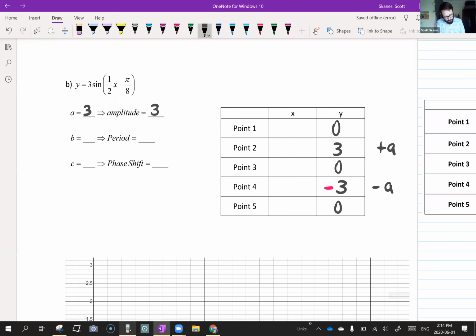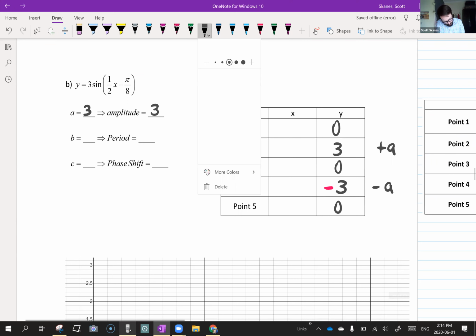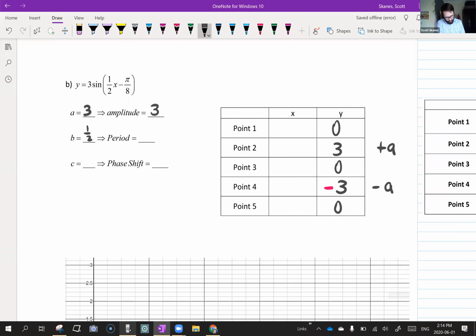The next step is to get B. Well, B in this case is 1 over 2. Period I'll get in a second. C is negative pi over 8. Right, so hopefully you're okay with this. This is A, this is B, and this negative pi over 8 is C. All right, let's keep that in mind. So what do we need first? Really, I need displacement first, but it's hard to get displacement without period stuff. So I'm just going to go in the regular order.